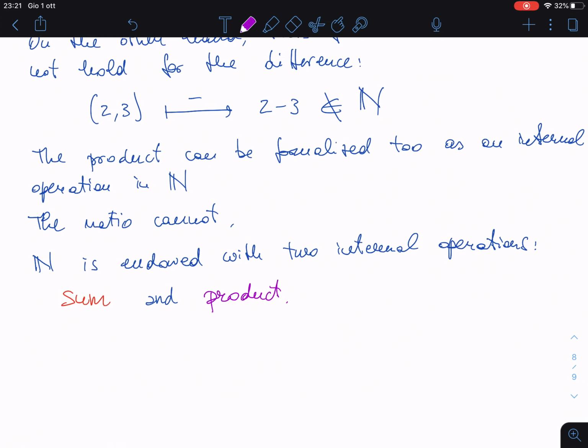And the sum and product have some properties. And now you start understanding that for me it is very nice to introduce a structure and then to list the properties of the structure. This is a typical mathematical attitude, okay? Not a very engineering attitude, but the following properties. First property is associativity.